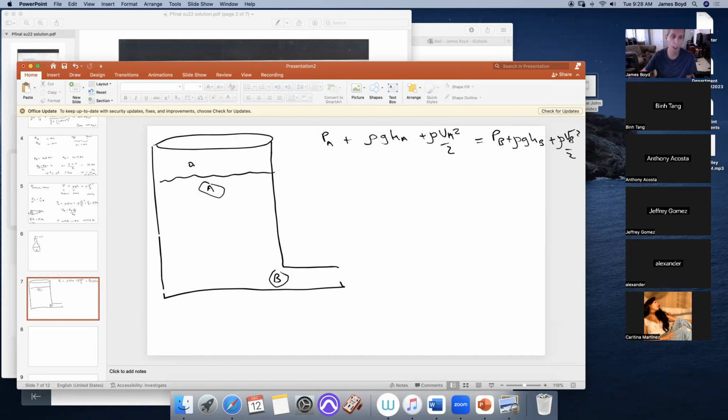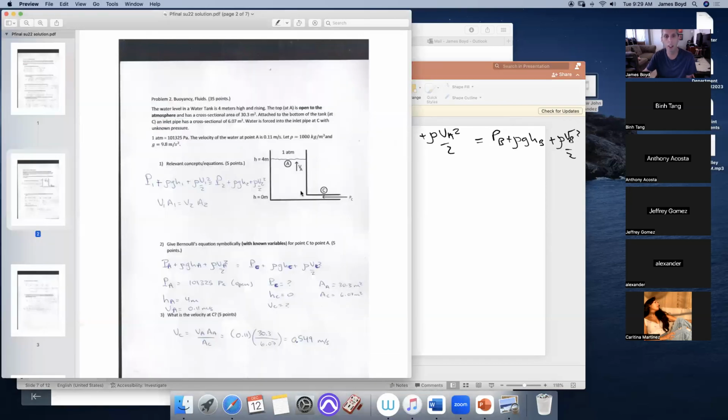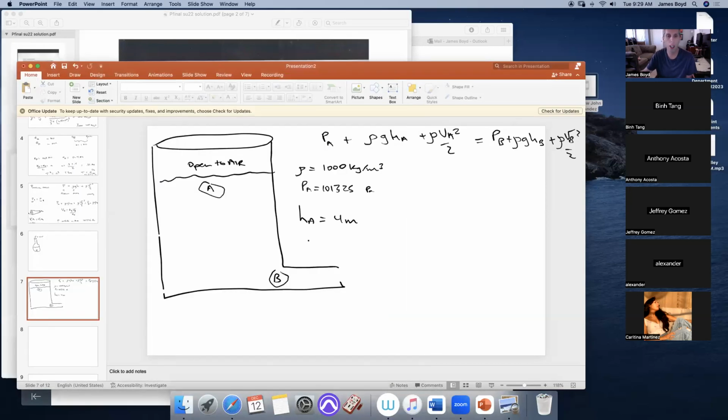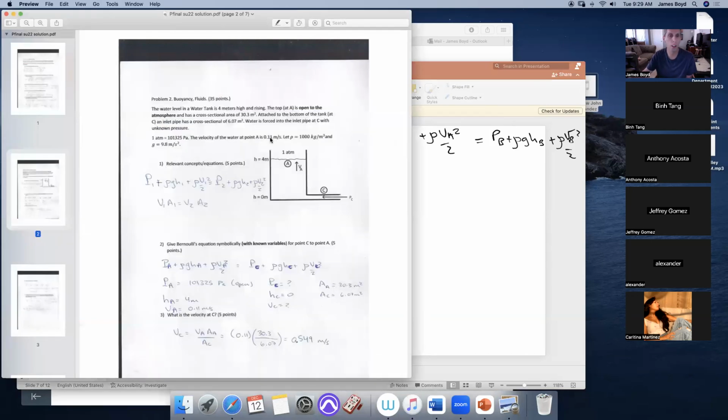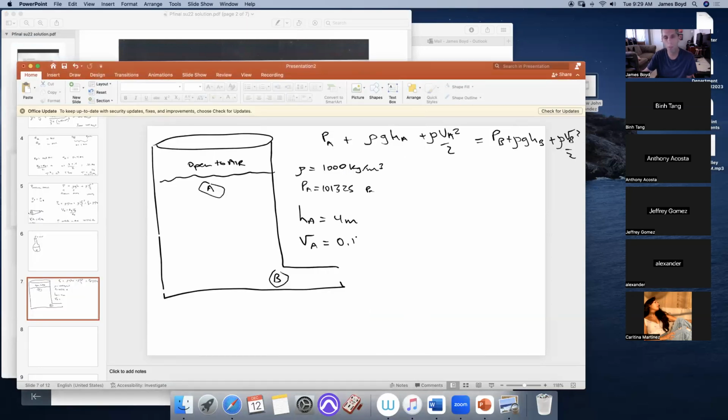The next thing you do is figure out, do I know any of these? Well, I know this is open to air, so I know that PA is 101,325 pascals. I know the density of the water is 1,000 because it's water. I gave that to you. I know that the height at A was 4 meters. I know the velocity at A, if I read the question, was 0.11 meters per second. So I know VA, rho, HA, PA.